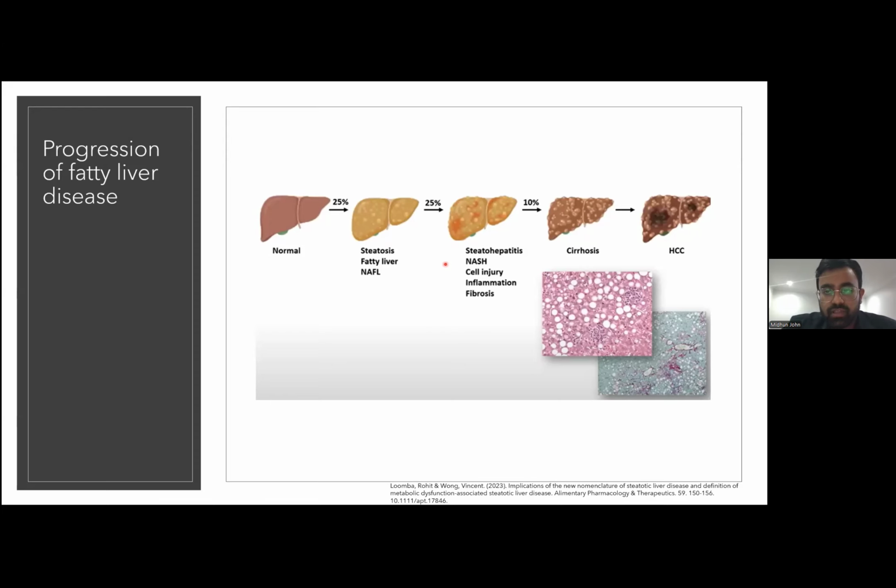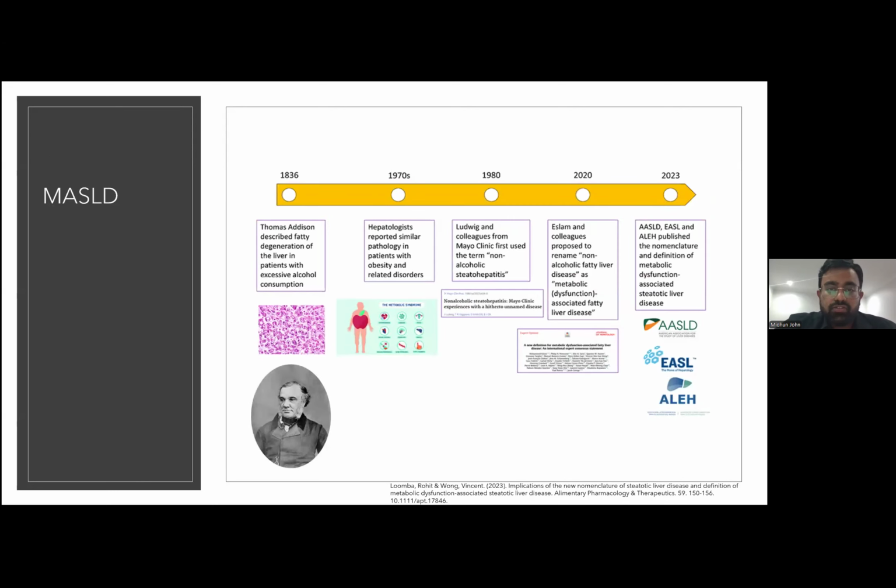Just to give a history of where this term came about, it all started in 1836 with the famous Thomas Addison. Thomas Addison was known more for Addison's disease, as we all know, primary adrenal insufficiency. However, in 1836, he described cases of fatty degeneration of the liver, or fatty liver rather, related to excessive alcohol intake. Then in the 1970s, a couple of hepatologists reported similar pathology in patients with obesity and obesity-related disorders, and saw that the histology looked similar.